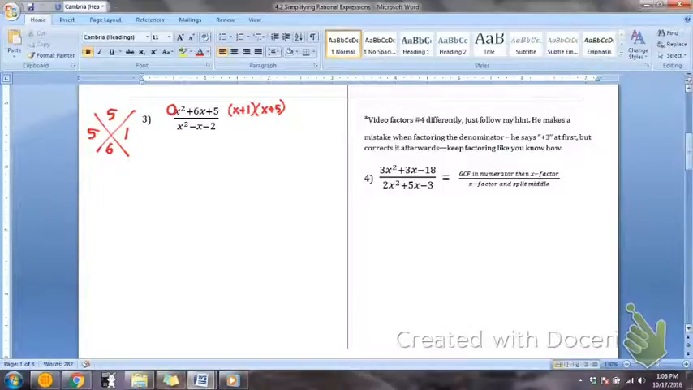Okay, so now I'm going to ask myself, what two numbers multiply to get a negative 2 and add to get a negative 1? Well, our only options are 1 and 2, right? Which one do we want to be negative, Chelsea? The 2. Excellent. So I have an x minus 2 and x plus 1.